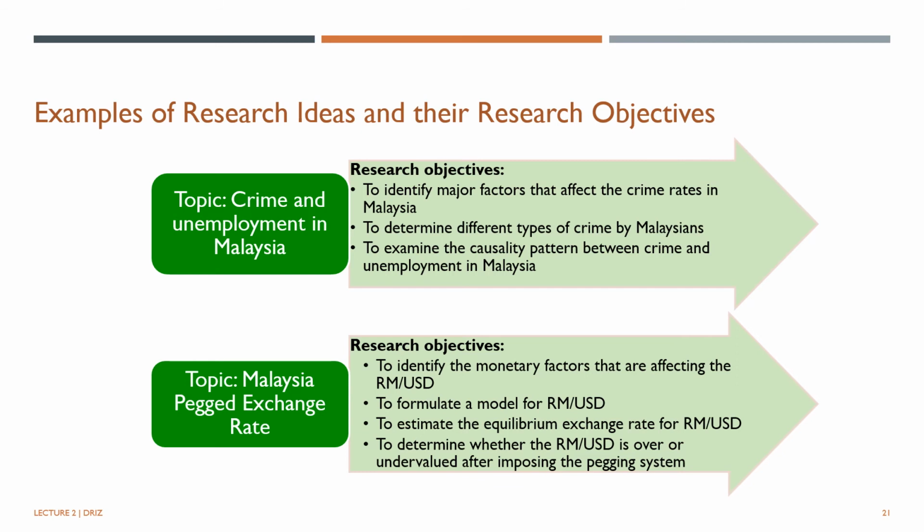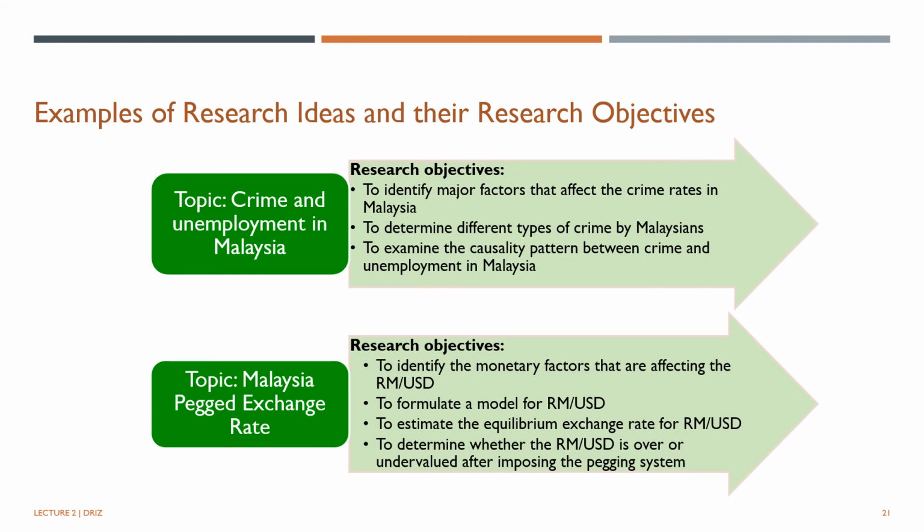The first topic, which is crime and unemployment in Malaysia, gives these research objectives. 1. To identify major factors that affect the crime rates in Malaysia. 2. To determine different types of crime by Malaysians. And 3. To examine the causality pattern between crime and unemployment in Malaysia.